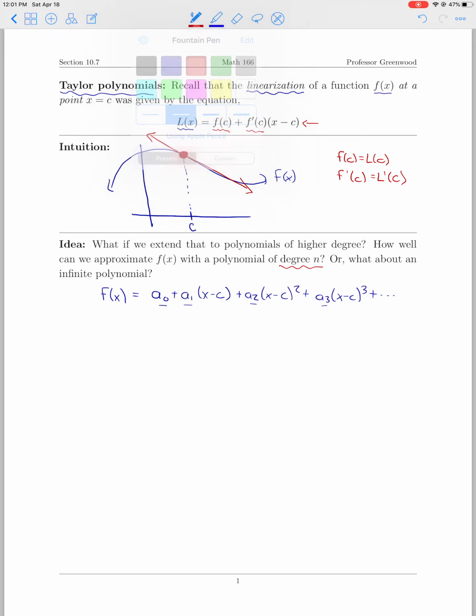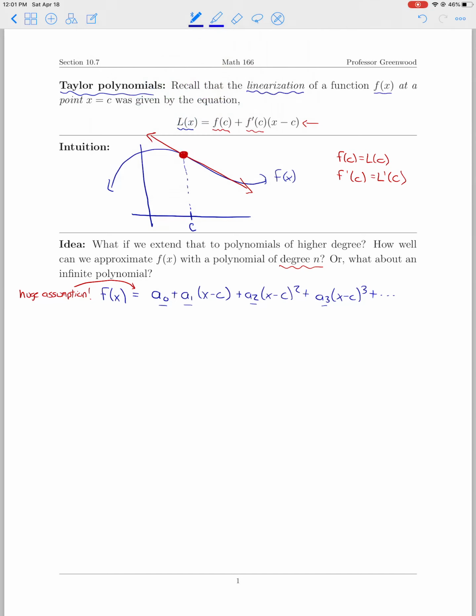And so here we're assuming that this function f of x can be written as an infinite series. This is a huge assumption, and it may not actually be true. And so we're going to deal with whether or not we can actually assume this sort of thing later on. But for now, we're just going to assume that we can write the function as an infinite series.